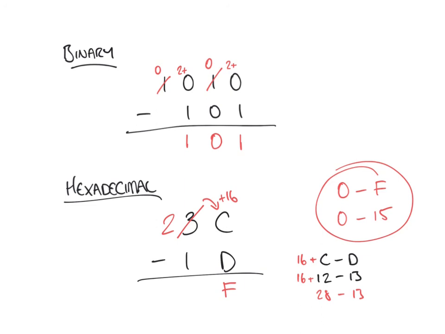Okay, so finally, what remains in our left-hand column is nice and easy. We're left with 2 minus 1, and 2 minus 1 gives us 1. And so our result there of 3C minus 1D gives us 1F as a hexadecimal number. So these have been some simple examples, but I hope you found them useful in learning how we can perform subtraction in both octal, binary, as well as hexadecimal number systems.